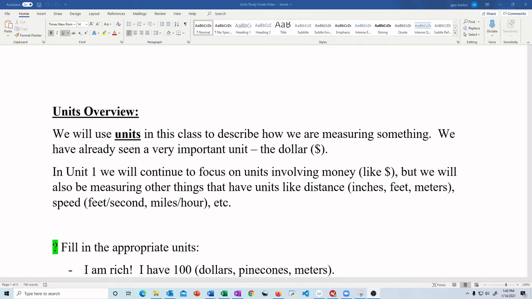In the first part we're going to be talking about units. Units are just a way to describe what we're measuring. We're going to be measuring things, and you're going to have to include units on those measurements so that we all know what you're talking about. If I say I'm 5 tall, you're going to look at me and go, 5 what? That's units. The units help you understand what the numbers mean.